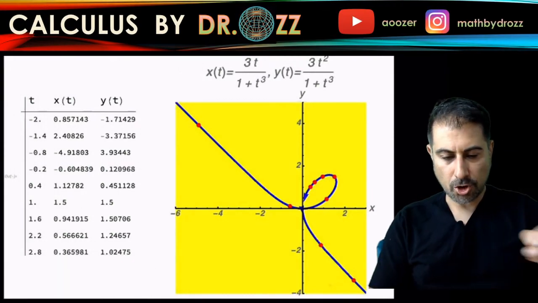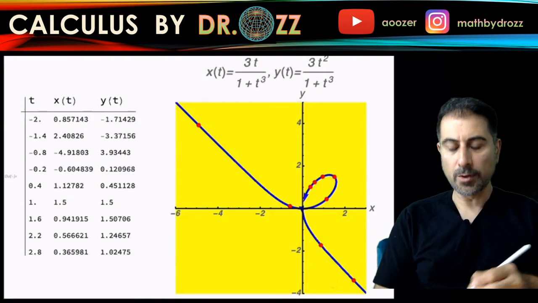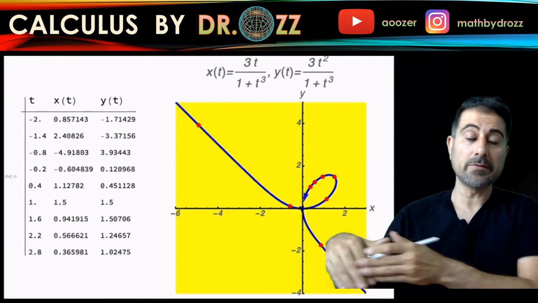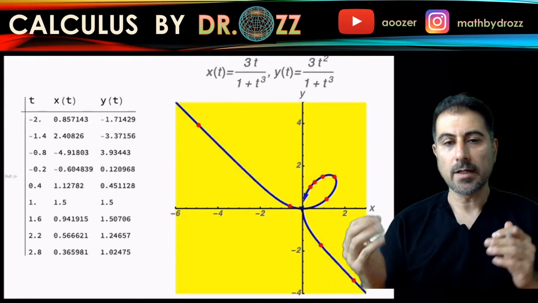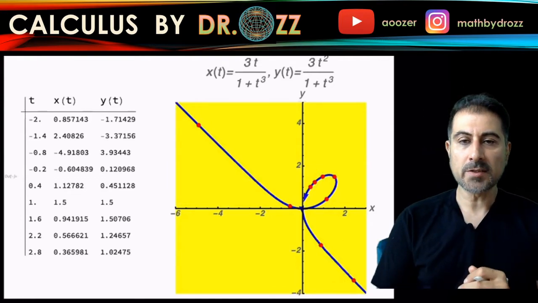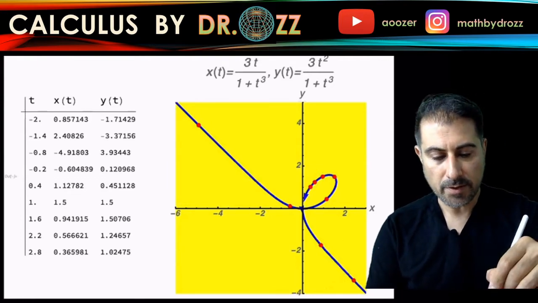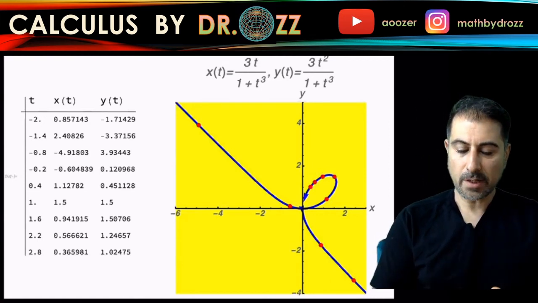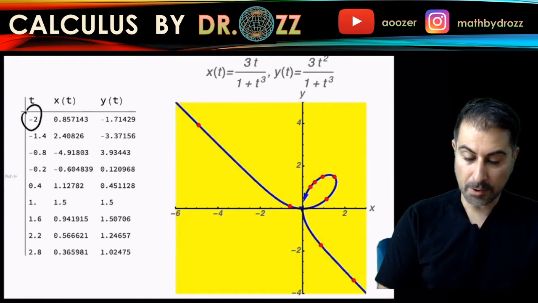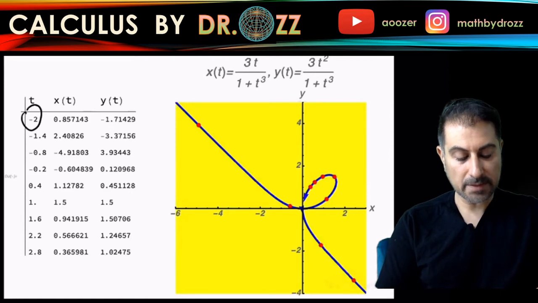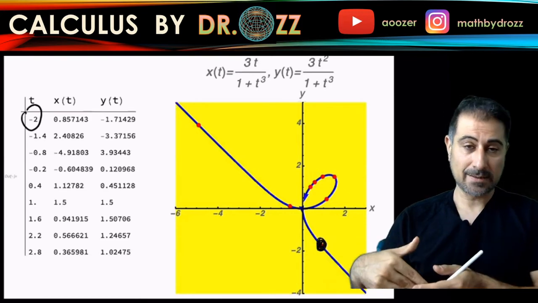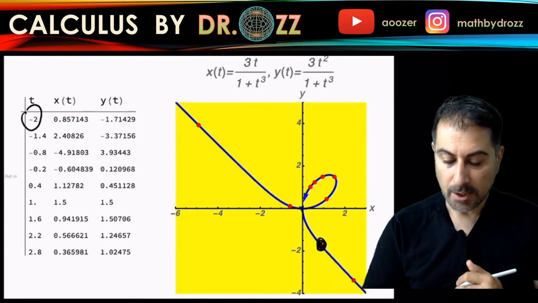So I chose my t values starting from -2 going all the way to 2.8, but this could be totally different for your case. You can start with t equals 0 going all the way to 4. Just put enough number of points so that you can actually see the full picture here. Okay, so let's see what's going on. For t equals -2, I have 0.85 for x and -1.71 for y. Okay, where is that point located? Right here. This is my starting point based on what I picked for t, okay, initially.